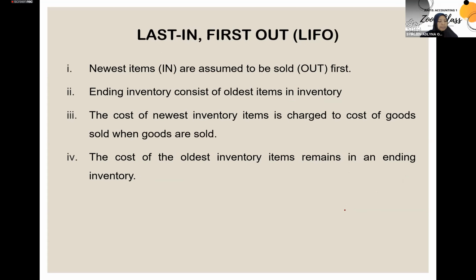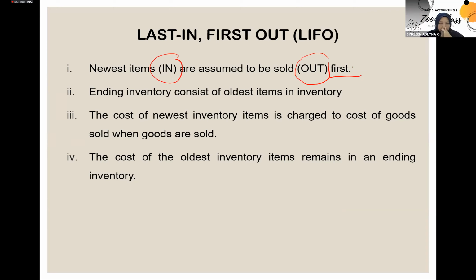Okay, and then kita ada last in first out. Okay, dia opposite daripada first in first out, di mana the newest item yang masuk are assumed to be sold first. So kalau tadi first in, dia akan will be the first out lah. Tapi yang ni the newest ataupun the last one in will be sold first. Okay, so ending inventory dia bukan lagi daripada stok yang paling baru. Ending inventory dia adalah daripada stok yang paling lama. Sebab bila kita kata the latest akan jual dulu, so yang tinggal adalah stok yang awal-awal kita beli lah. Alright.